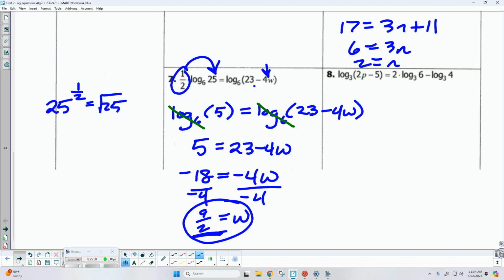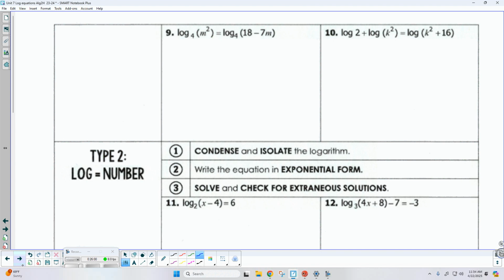Did we want to do number 8? Okay. Well, I believe there's only a couple more in this section, so I'll let you decide. Do you want to do number 9 or number 10? Or we could even do both. I know it's been 4 days. You're probably like, man, I want to do some math. Number 10. Okay, so log of 2 plus log of k squared equals log of k squared plus 16.